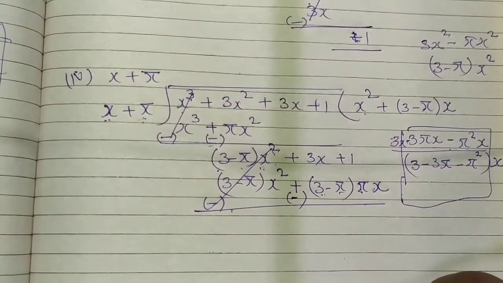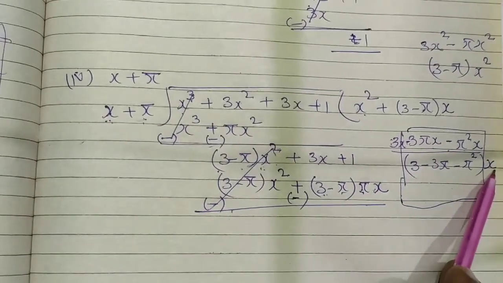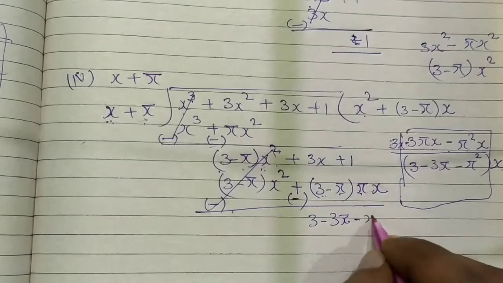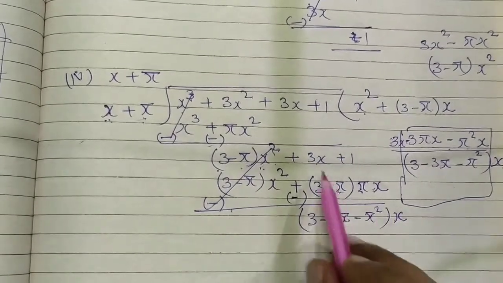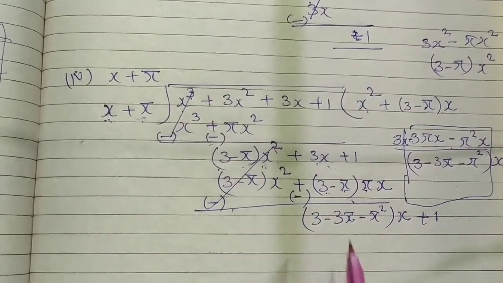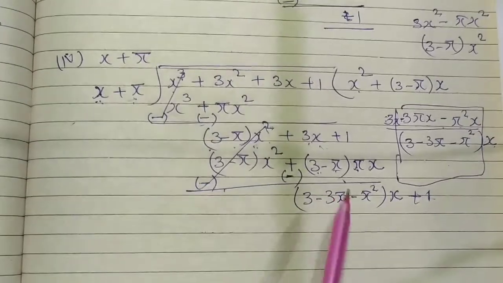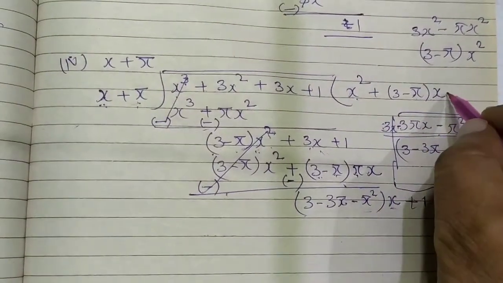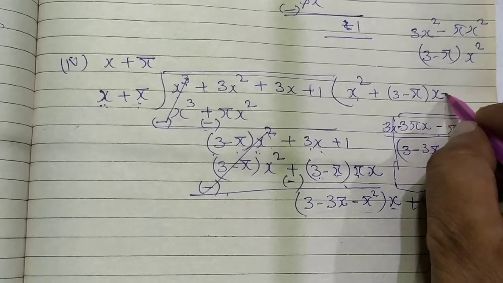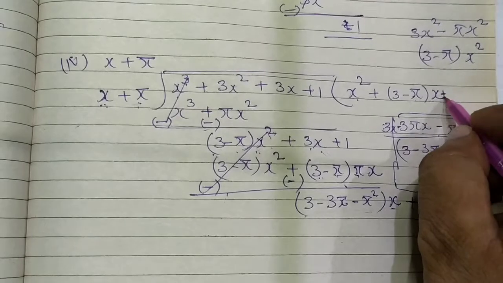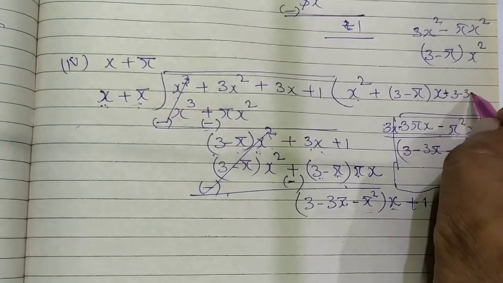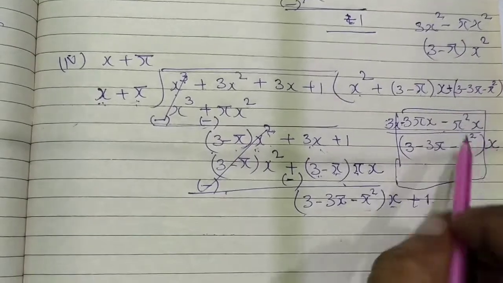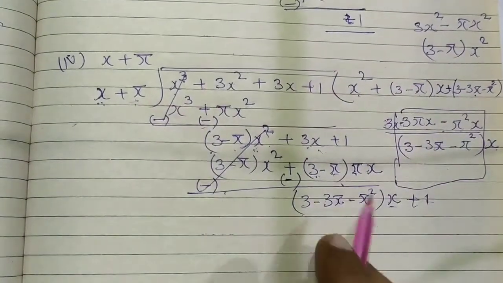Okay, now what we need is, we are having x here and this is the result here. So 3 minus 3 pi minus pi square x, this is what we have after subtracting both of them, and plus 1 here, right? So now we need this, and we are having 1x, so we need this one. So let's write it here. There's a bit less space, so just try to understand: 3 minus 3 pi minus pi square. Now this is the third quotient, the final quotient that we have found here.